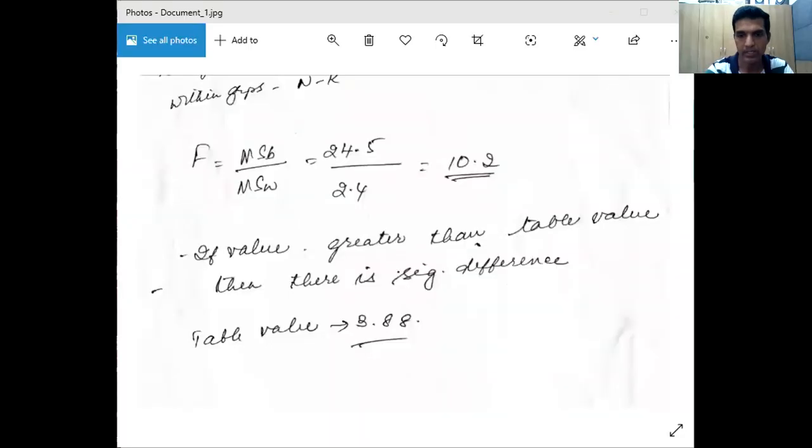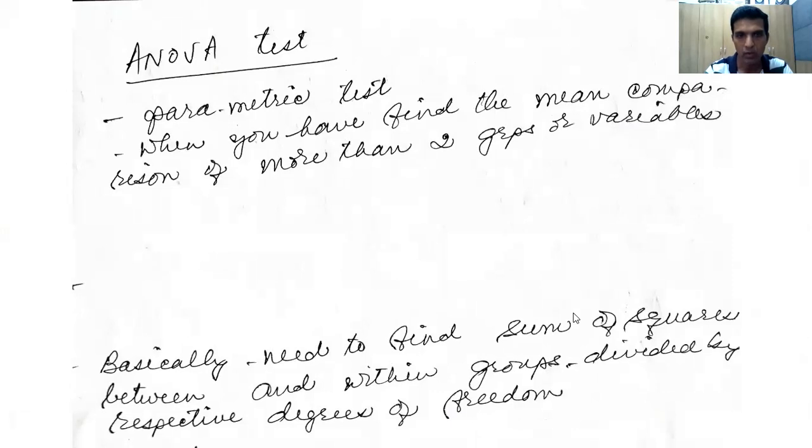As you can see, the ANOVA test is a parametric test. When you have to find the mean comparison of more than two groups of variables, then we do the ANOVA test. So how do we go about finding out the ANOVA value? Basically we need to find the sum of squares between and within groups divided by the respective degrees of freedom. That's how you find the ANOVA test, basically to find out whether it is statistically significant.